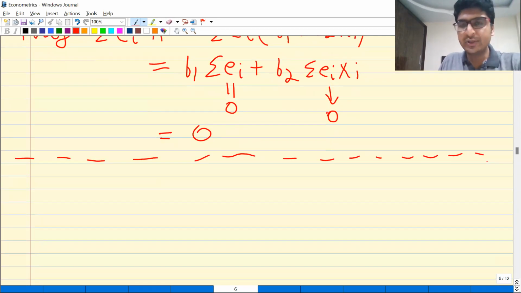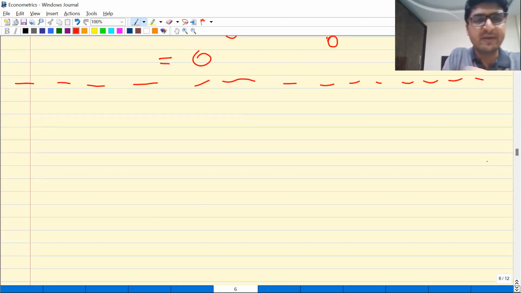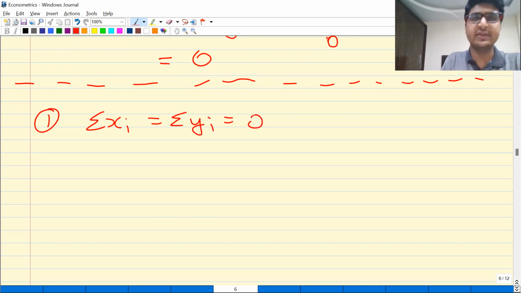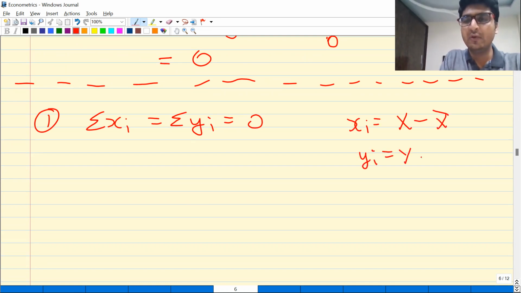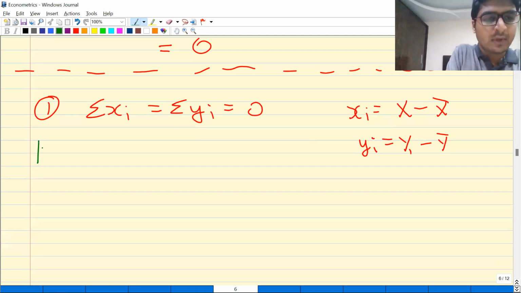So in addition to these, 3 points are, okay, which will be very useful. First one is that summation xi will be equal to summation yi and it will be equal to 0, where xi is equal to X minus X bar and yi is equal to Y minus Y bar. ये नोट करो एक बार. ठीक है, इसका प्रूव करते हैं.